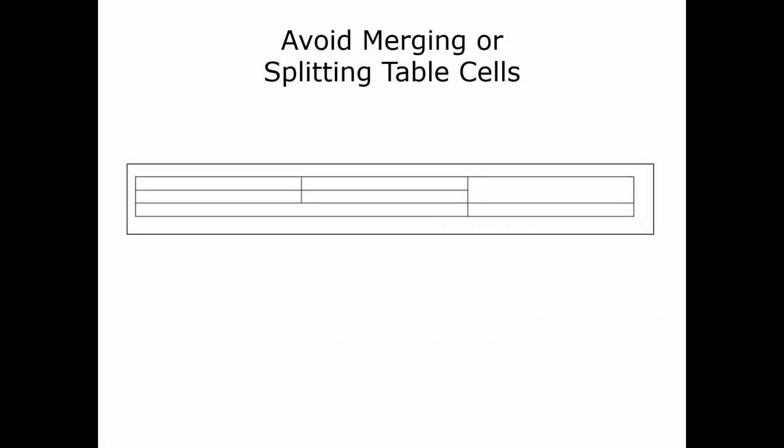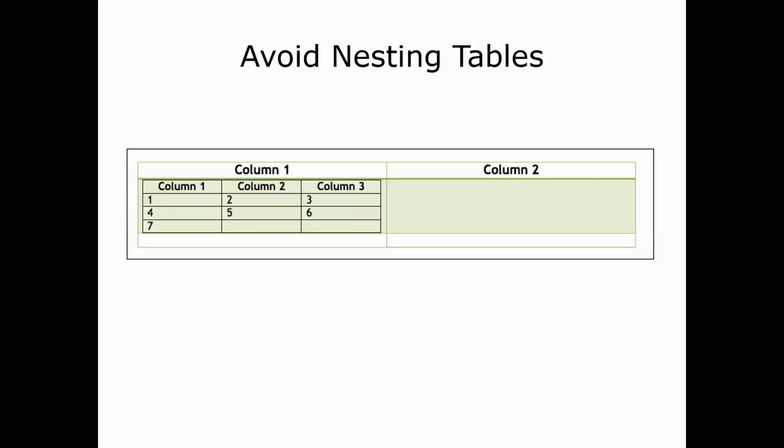And avoid merging or splitting table cells, because tables are going to be read left to right, top to bottom. That's just how they're read, and we'll see an example of tables in just a little bit. Don't nest tables. Again, tables are only for columns and rows of data.